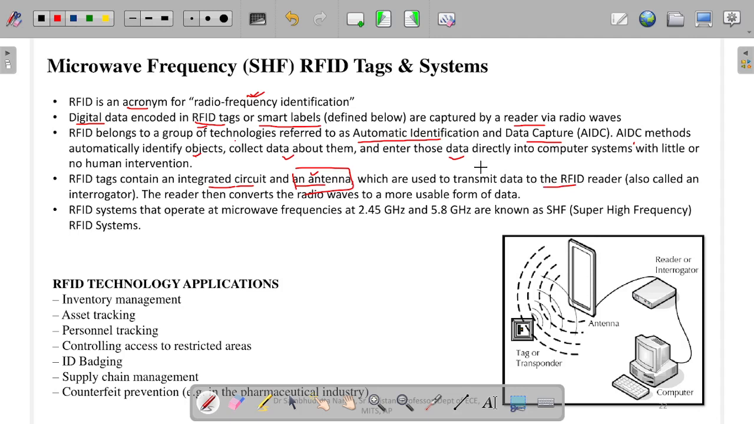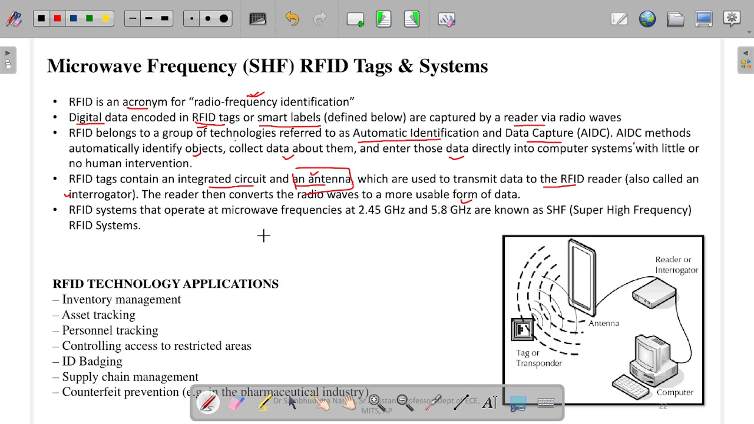So basically there are two parts of this system. One is the RFID tag and the other is the RFID reader. What the RFID reader does is read the electromagnetic waves coming from the RFID tag, or the RFID device. The RFID reader is also called an interrogator. The reader then converts the radio waves to more usable data, that means data which can be used by the computer. It decodes the data.